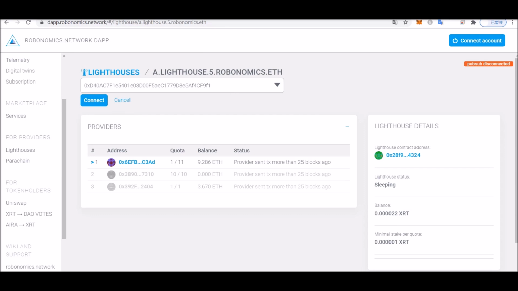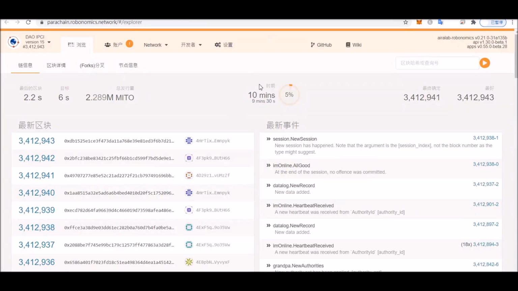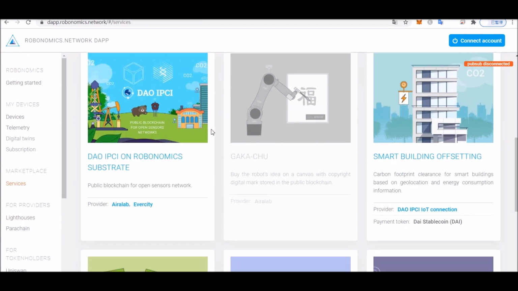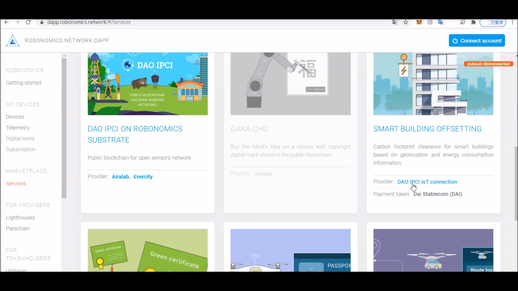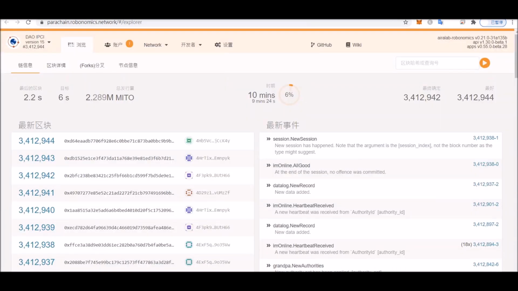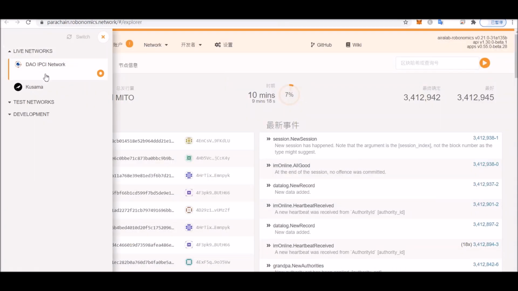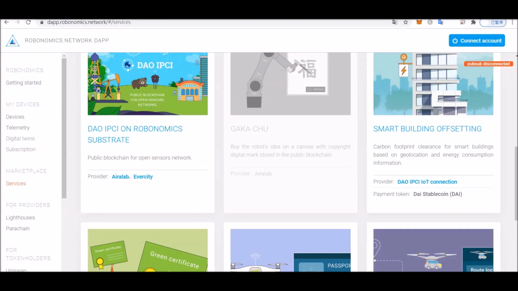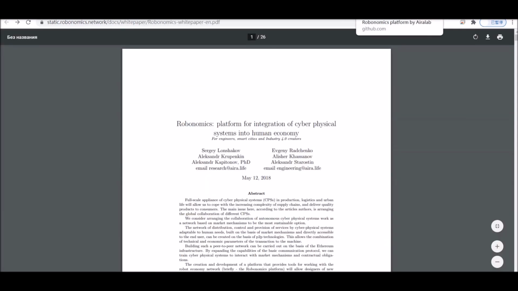Also, there are these parachains. Unfortunately, this is in Chinese, but these are just some of these marketplace providers that were providing these services. For instance, here you have the Dow IPCI, and here it's like they have their own parachain. Kusama, another. So I suppose that these providers of services can also start their own parachain. Again, I'm still getting familiar with everything going on here. I'm just taking a preliminary look.